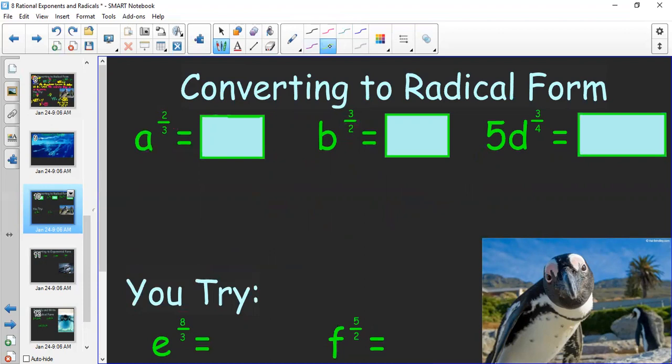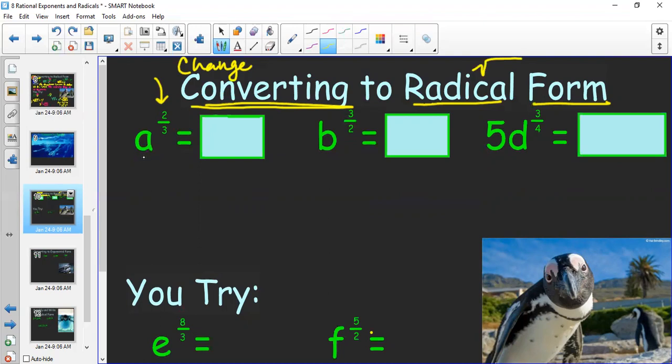Okay, so notice in the directions, it says convert. Convert just means to change. So I'm not simplifying this whatsoever. I'm just changing the way it's written. I don't want it to be written with a fraction exponent. I want it to be in radical form. Radical means we want there to be some kind of root.